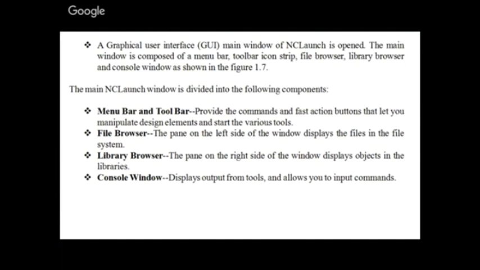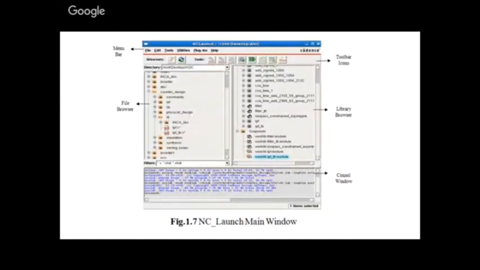The main window is composed of these bars: the menu bar, file browser, library browser, and console window. The menu bar and toolbar are for fast processing of your simulation. The file browser shows the names of files, and the library browser shows the libraries it consists of. The console window displays the output of what you are performing, whether there is any error or not.